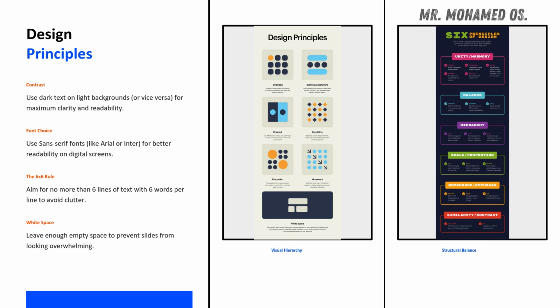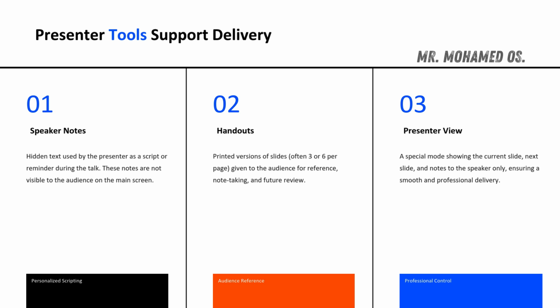We've talked a lot about what the audience sees, but now let's focus on the tools that help you deliver the presentation flawlessly. The best presentations aren't just about the slides. They're about the smooth, confident delivery that these hidden tools enable. First, you have speaker notes. These are your secret script, a personalized reminder that only you can see, ensuring you hit all your key points without reading directly from the slide.